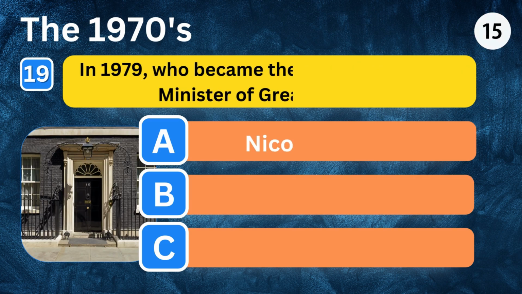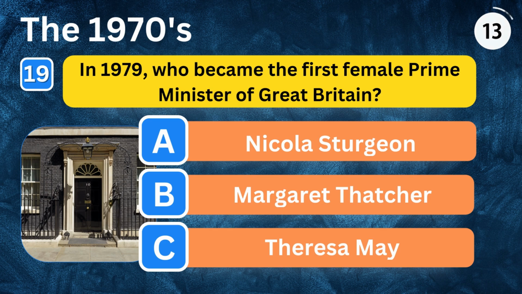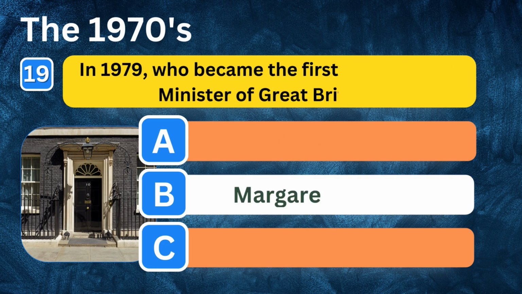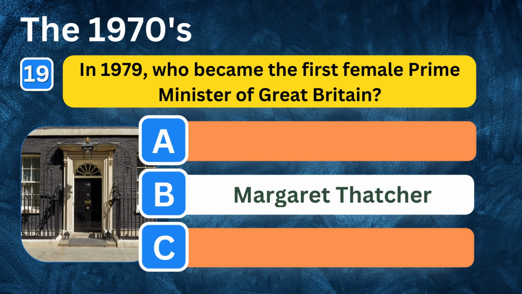Question number 19. In 1979, who became the first female Prime Minister of Great Britain? Was it Nicola Sturgeon, Margaret Thatcher or Theresa May? And the answer was Margaret Thatcher.